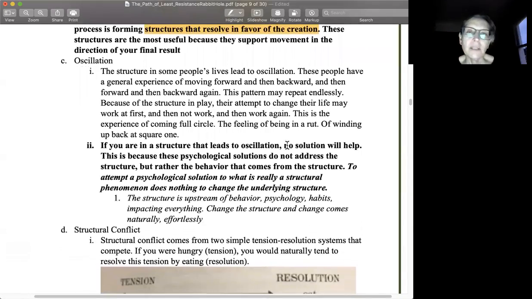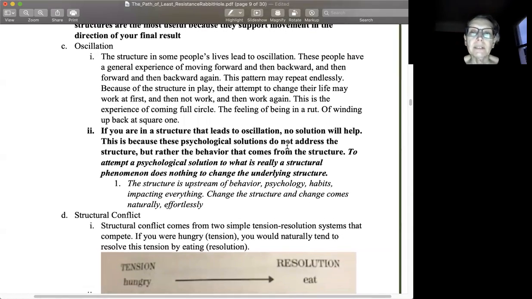Oscillation. The structure in some people's lives leads to oscillation. These people have a general experience of moving forward and then backward and then forward and then backward again. This pattern may repeat endlessly. Because of the structure in play, their attempt to change their life may work at first and then not work, and then work again. This is the experience of coming full circle, the feeling of being in a rut, of winding up back at square one.